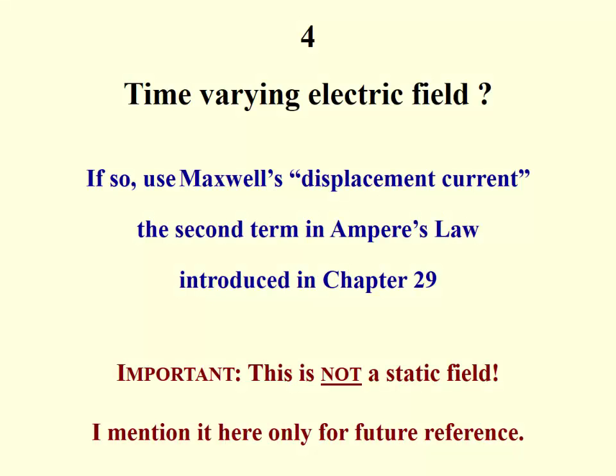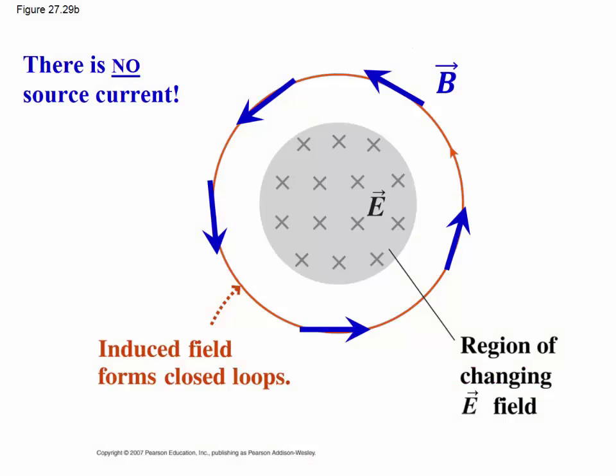The last one that we encounter in this course is with a time-varying electric field. It turns out an electric field can produce a magnetic field. It uses what's called Maxwell's displacement current in an additional term in Ampere's law that we don't see until much later in the course in Chapter 29. This is not a static field. In fact, the magnetic field only exists if the electric field is changing. So I mention it here for future reference. We won't see this for many weeks in the course.